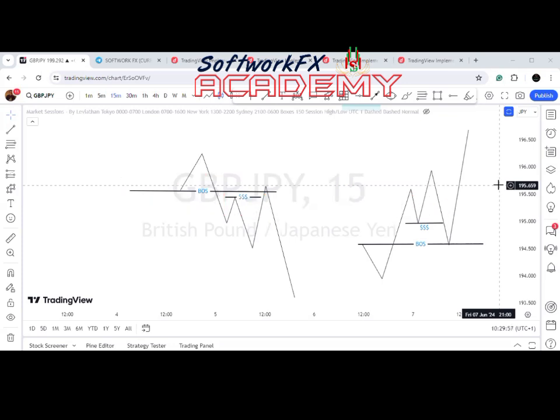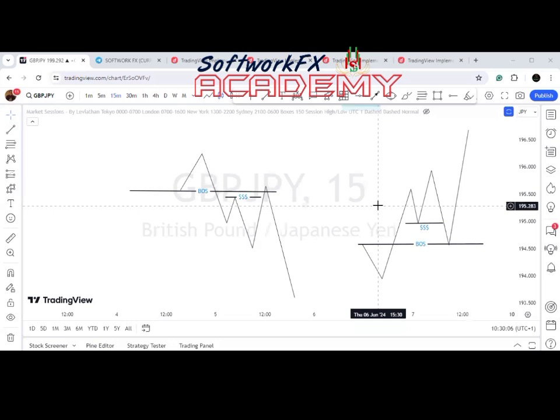First and foremost, what is a breaker block? A breaker block is a former demand zone that couldn't hold, or a failed demand zone, or a failed supply zone, or a failed order block.